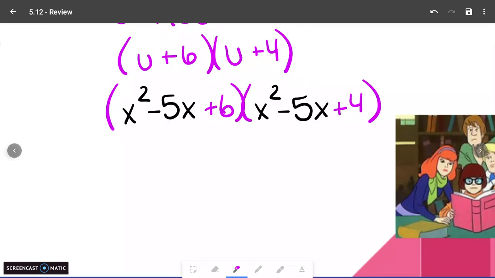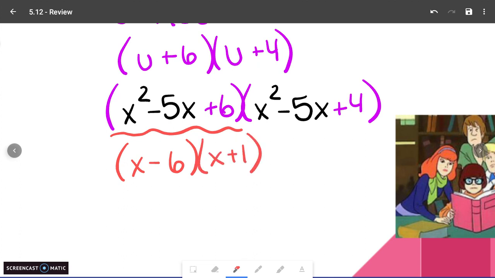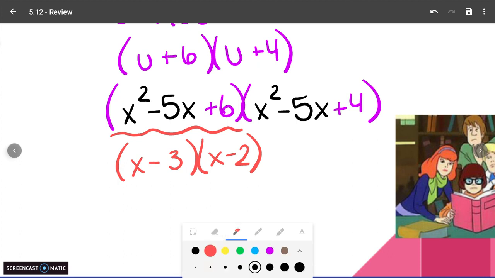And now we're going to see if we can factor any more. So on my left, we would have x minus 6 and x plus 1. Oh, wait, no, we would not, because that would not multiply to a positive 6. So, my bad. We would have x minus 3 and x minus 2, because those two would add up to a negative 5, and they would multiply to a positive 6. So be careful. I almost fell for a trap there myself.